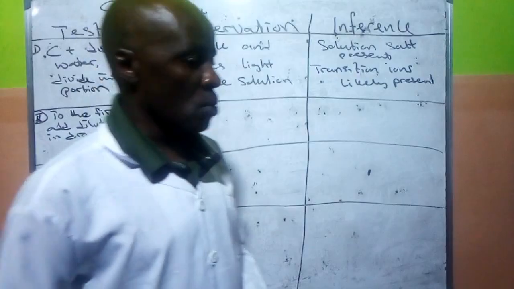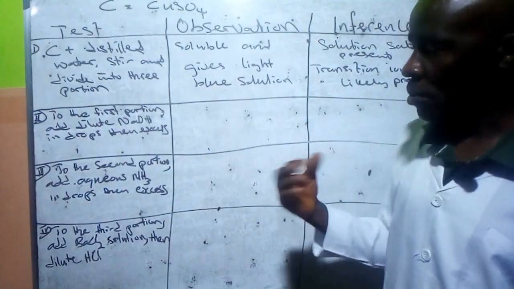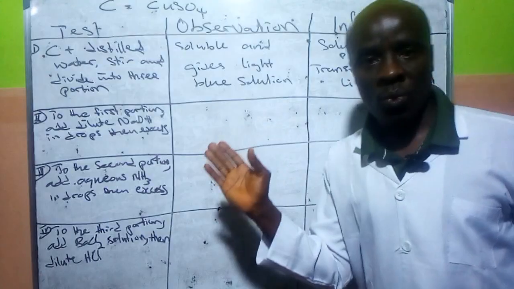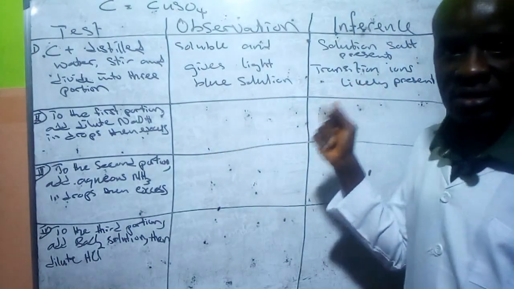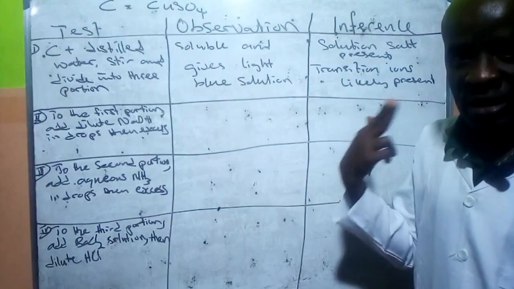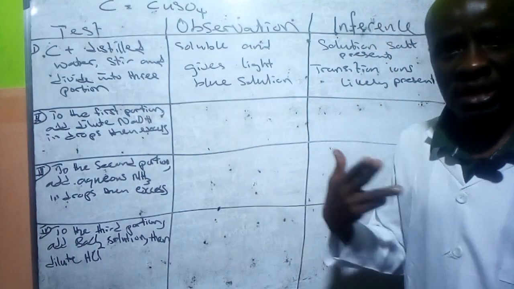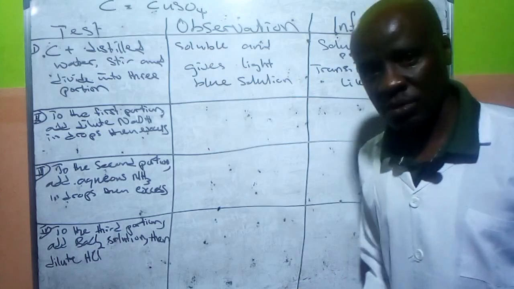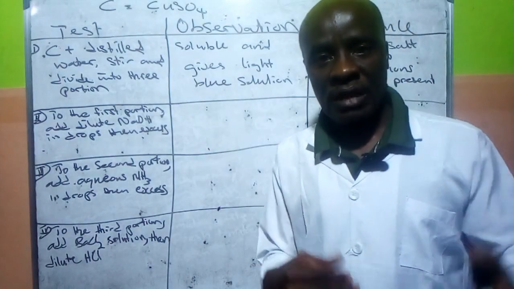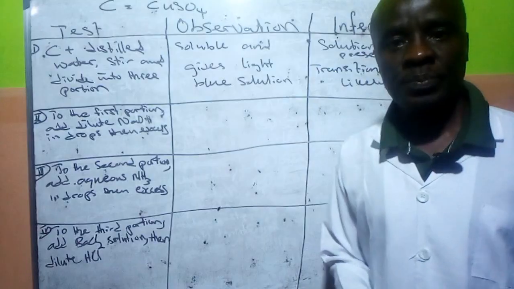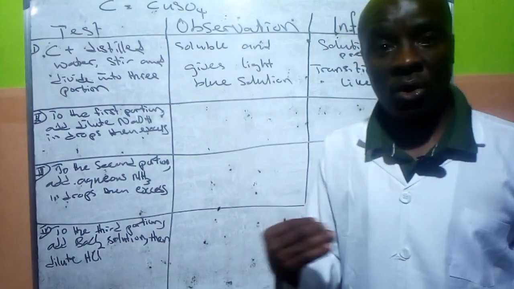Now, why is this so? Because a colored compound is associated with transition ions, and that's why you have to indicate this here. Transition metals are the ones that give you colored ions. Every other one does not. So any compound that has color must have something to do with transition metals. It's not group 1. All group 1 compounds are white, and they are all soluble.